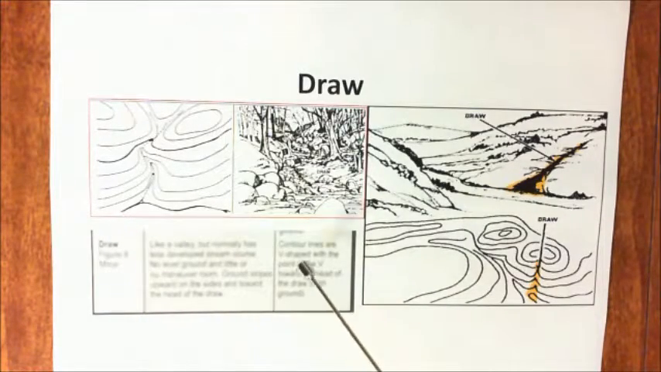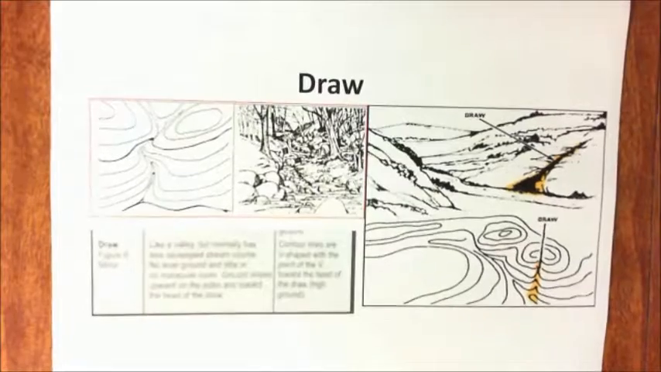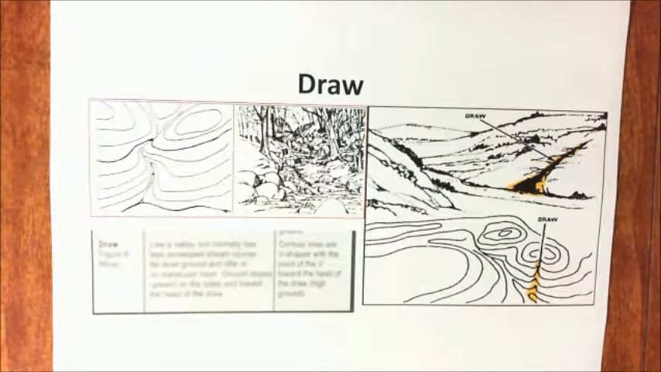Notice here, the contour lines are V-shaped. Again, if they were U-shaped, it would be a wider area and maybe qualify as a valley. But they're V-shaped because it's so tight in there. The contour lines are V-shaped with the point of the V toward the head of the draw, the high ground. Okay, so notice, here's the high ground. The V's point there like arrowheads. The arrowheads point towards the top.